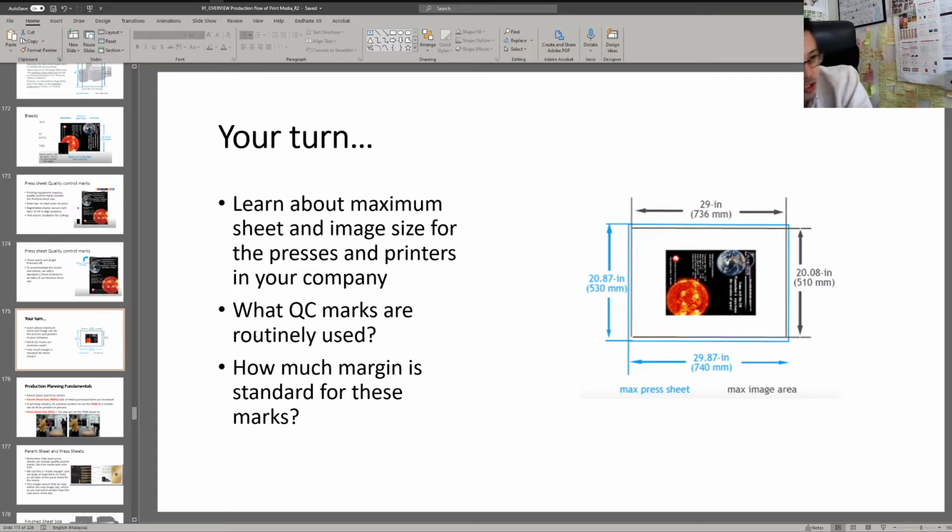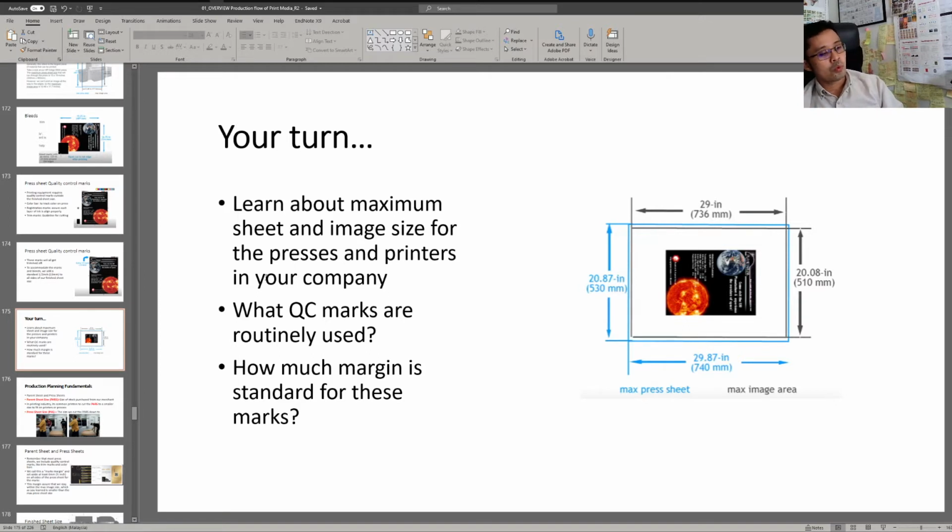Kalau no question, I have a question. I ask you a question. So my question is, I want you to learn about maximum sheet and image size for the presses and printers in your company. Tadi kita pakai topi planner kan. Sekarang ni saya nak awak identify maximum sheet dan image size untuk mesin-mesin percetakan kita.